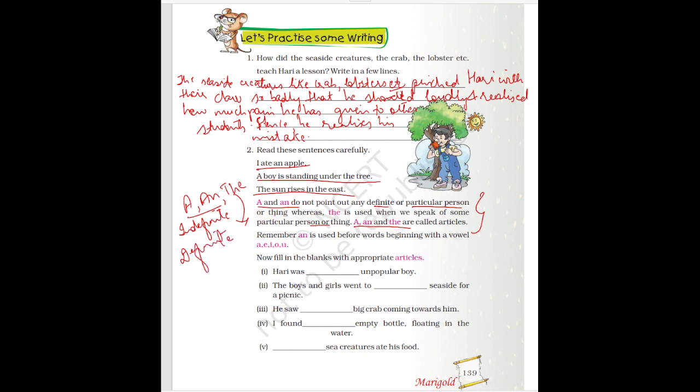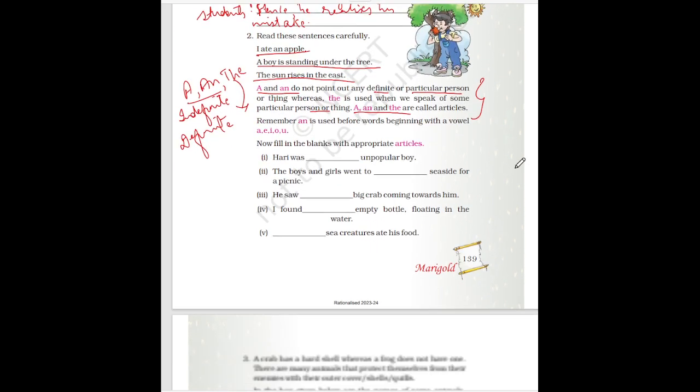Definite means when you are speaking about a particular, a specific thing, and at that time we use the. A and an are indefinite, meaning for a common thing we use a or an. Remember, an is used before words beginning with a vowel. We have five vowels: A, E, I, O, U. So when any word starts with these sounds, then we use an. Now fill in the blanks with appropriate articles.